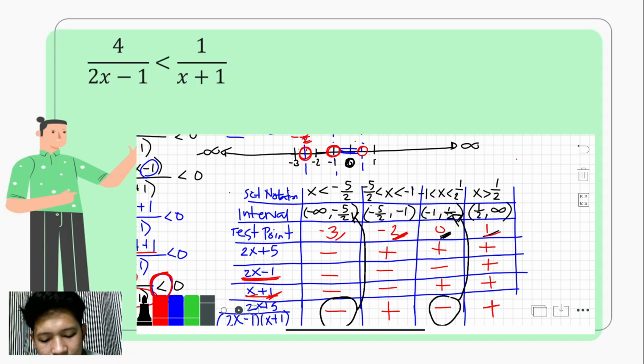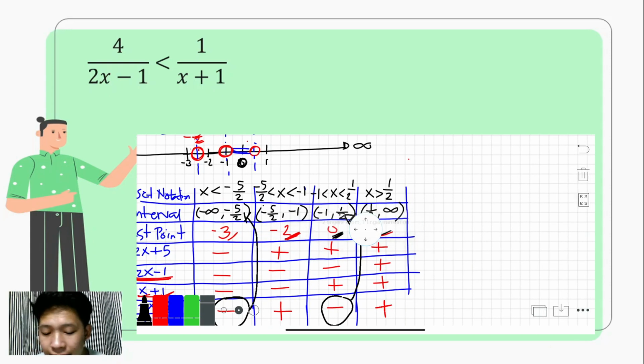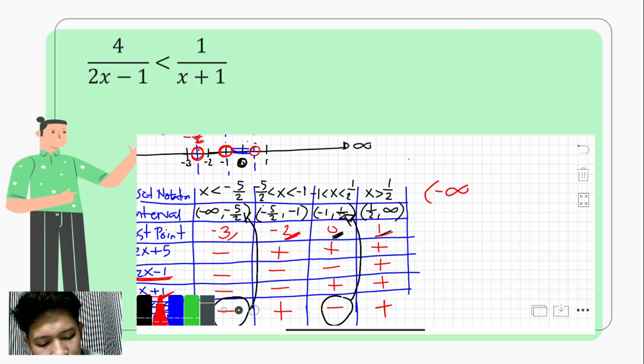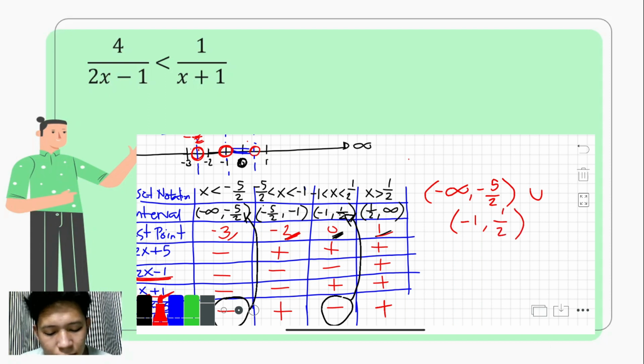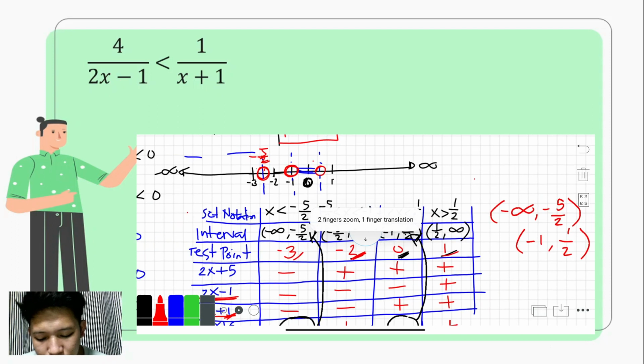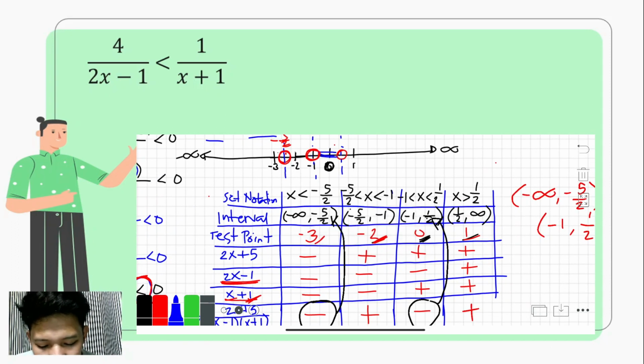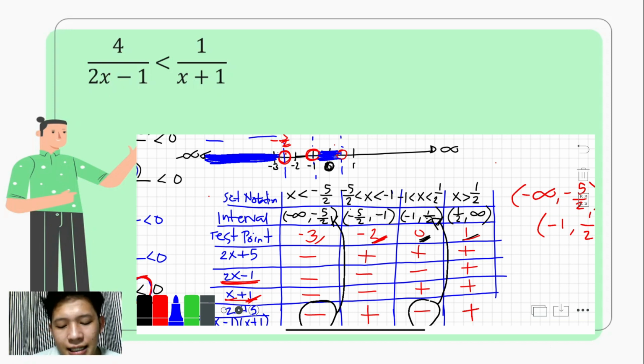Hence, our solution for our inequality would be the union of negative infinity to negative 5 over 2, union, negative 1 to 1 half. Okay? At kung ilolocate natin siya sa graph, ito po siya. So, ito, yung unang partition, ito po yung solution natin, and then we have the next one, this one. Alright? So, ayan po yung magiging solution ng ating inequality. Okay po?